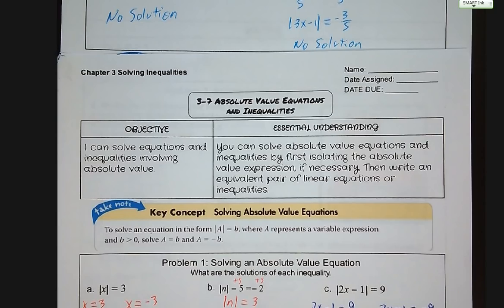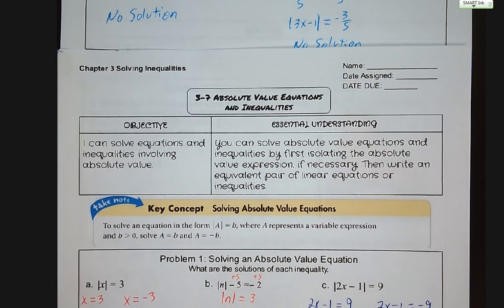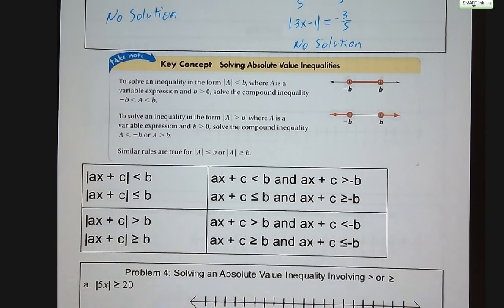Hi guys, welcome back. We are going to pick up where we left off with lesson 3.7 and talk about absolute value inequalities. So our objective for this lesson is that I can solve inequalities involving absolute value, and our essential understanding remains the same, where we can write an equivalent pair of linear equations or inequalities in order to solve them. So we're going to take a look at our key concept for this, solving absolute value inequalities.